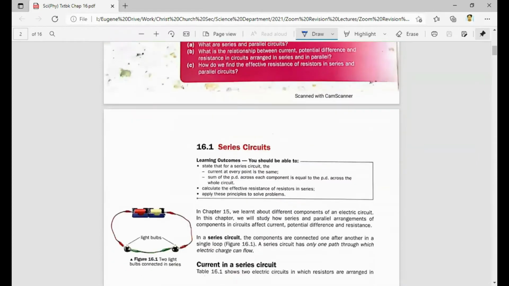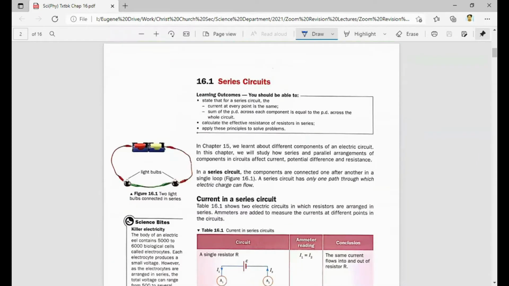Okay, so let's start. First thing in DC circuits, they start with 16.1, which is a series circuit. Most of you should be quite familiar with what a series circuit is. So let's start with the learning outcomes. We state that for a series circuit, the current at every point is the same. We're also going to learn that the sum of the potential difference across each component, if you add them all up, is equal to the PD across the whole circuit.